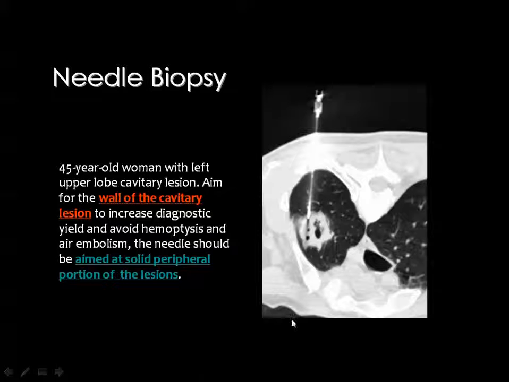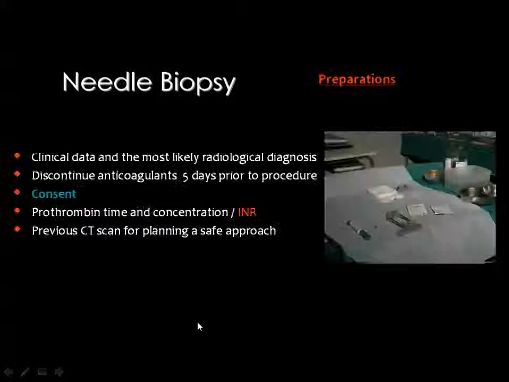And in such a lesion where a cavity is present or bronchiectasis is seen inside the lesion, you should try to avoid the areas of cavitation or breakdown, and you want to hit the wall of the cavity, because here you can have a sample of viable cells and you can reach the pathologic diagnosis.